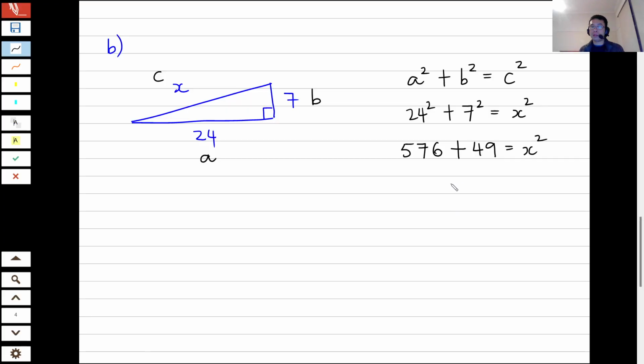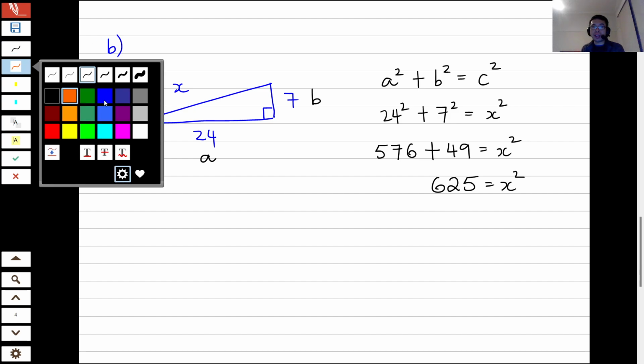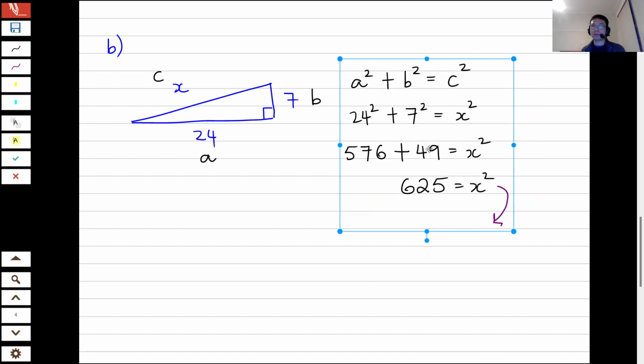So this here simplifies to 625, and that equals x squared. Now let's think back. Remember, my goal is to write down at the end x equals some number. I don't have x yet. I have x squared. So I need to do something to both sides of the equation to get from x squared to x. What should we do?